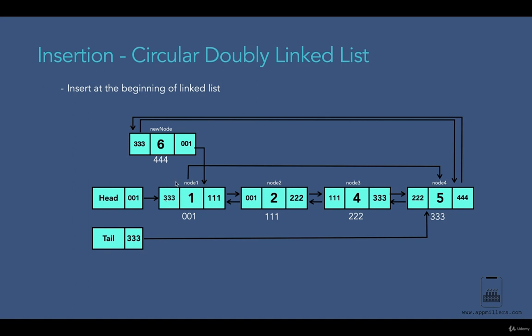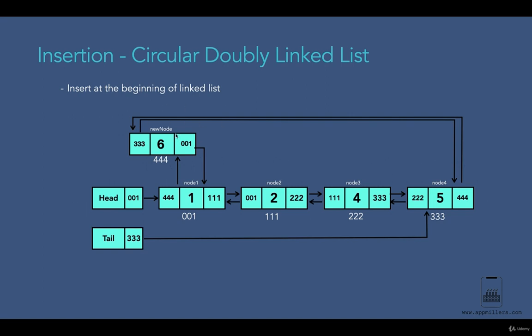So we are going to update the previous reference of node 1 to 444, which is the physical location of the new node. With this we create a backward link between node 1 and the new node. When we update the previous reference of node 1 to 444, the link from node 1 to the last node, which is node 4, gets destroyed.